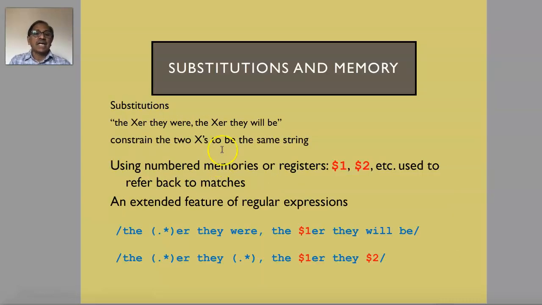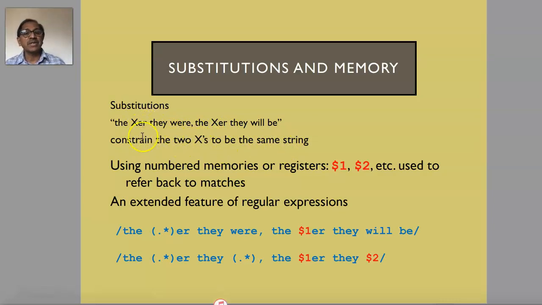But you can also substitute a particular string within another string. So if you have "the XER, they were, the XER, they will be," this X and this X have to be substituted. This is the first X and this is the second X. So you have to constrain the two X's to be the same string, right? How do you constrain?